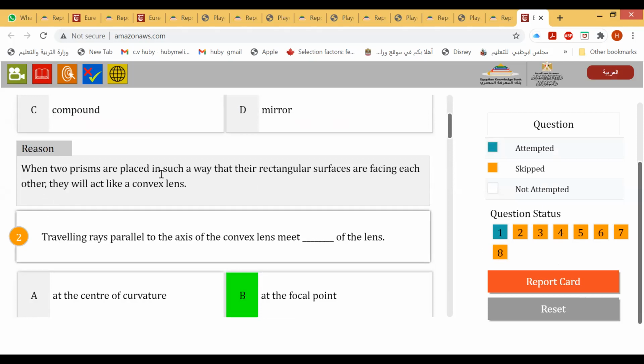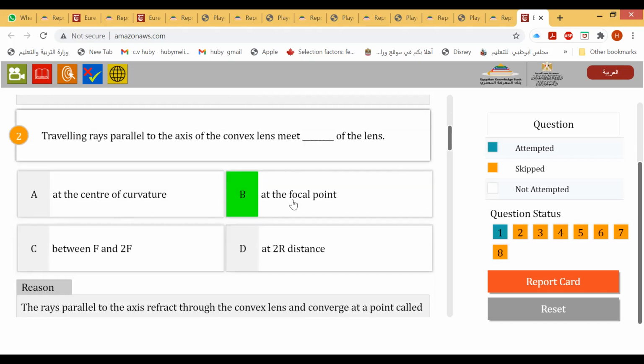When two prisms are placed in such a way that their rectangular surfaces are facing each other, they will act like a convex lens. Rays parallel to the axis of the convex lens meet at what point of the lens? They meet at the focal point, between F and 2F. 2F means the center of curvature, C. At the center of curvature or at the focal point, at the focal point.